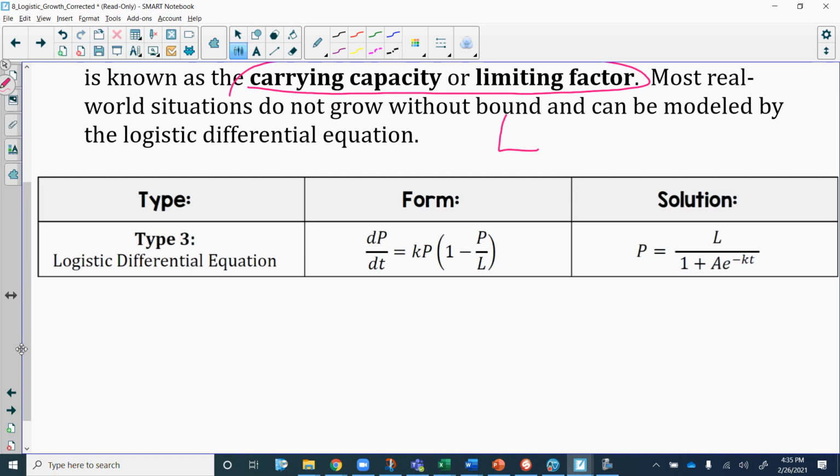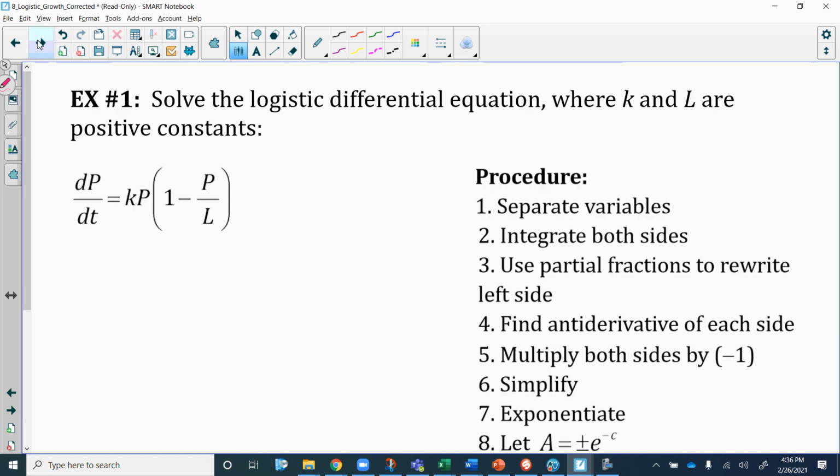K is going to represent a relative growth rate. And what we see is they're giving us in the middle column the differential equation, and on the right side, they're giving us the general solution of the differential equation. Now, in this case, the A value would be representing the C value from our constant of integration whenever we have to do our integration to find what the general solutions are going to be.